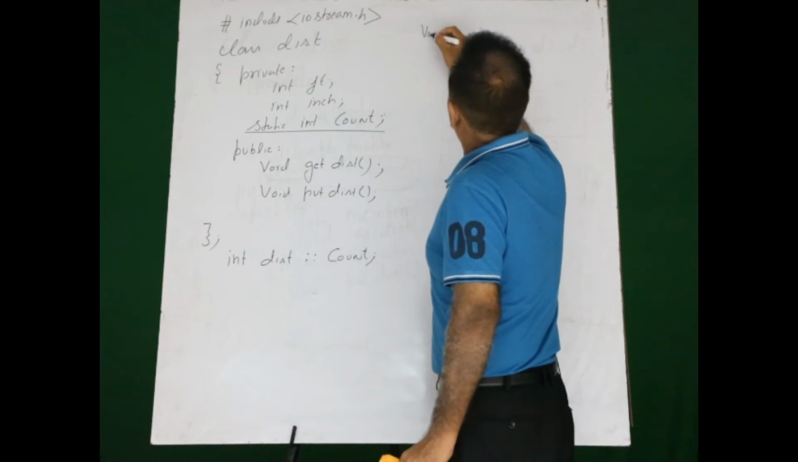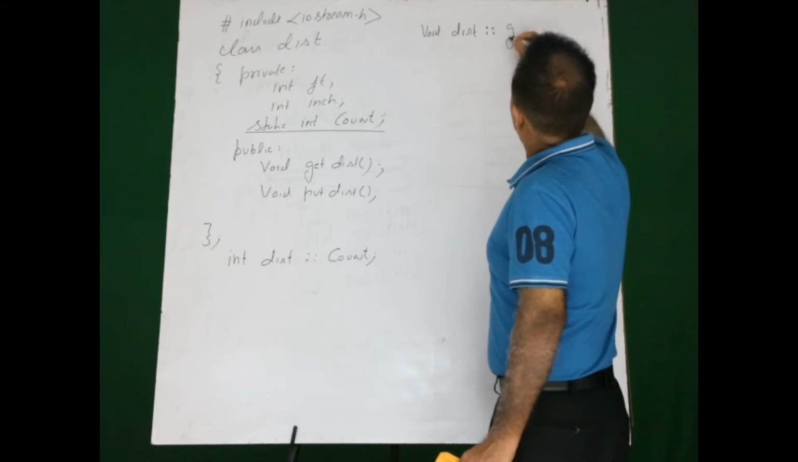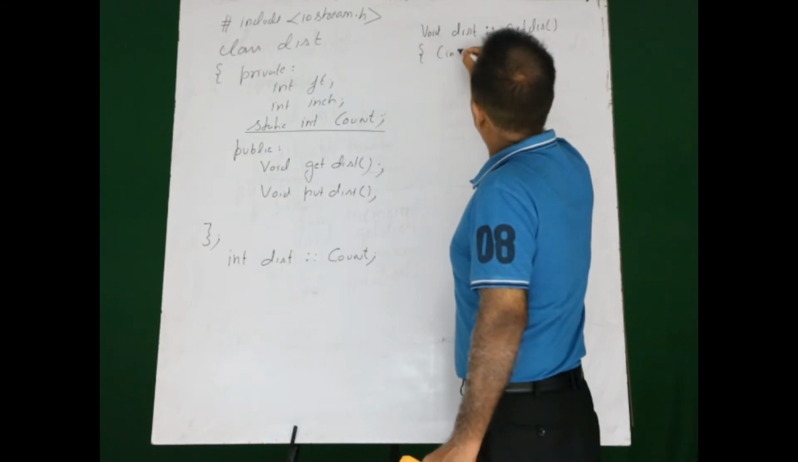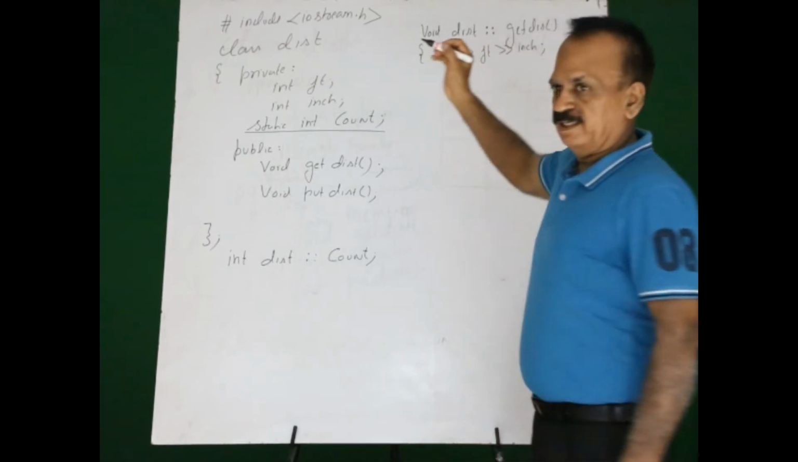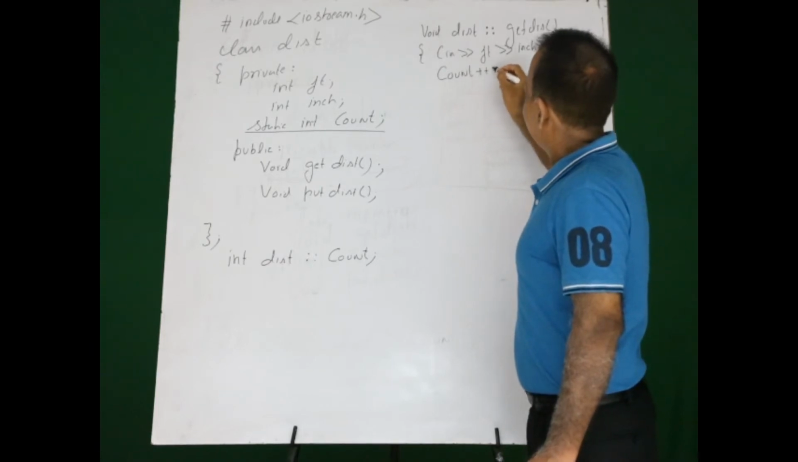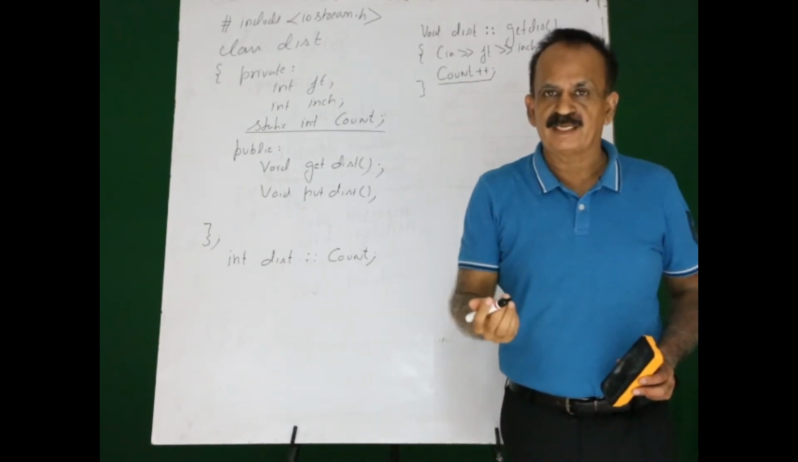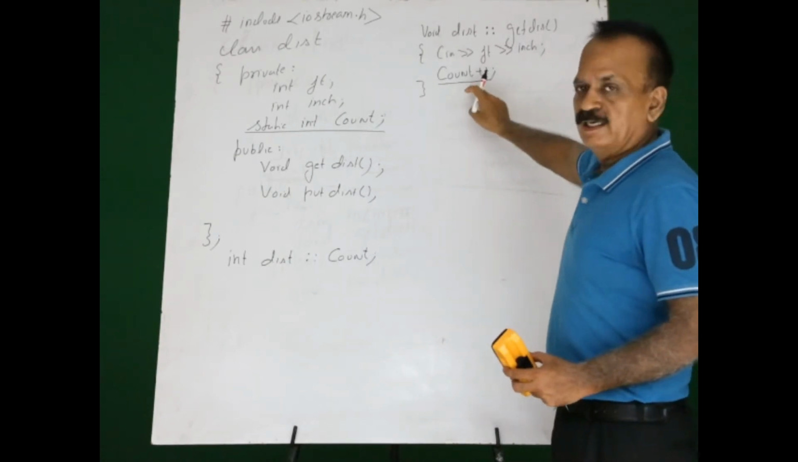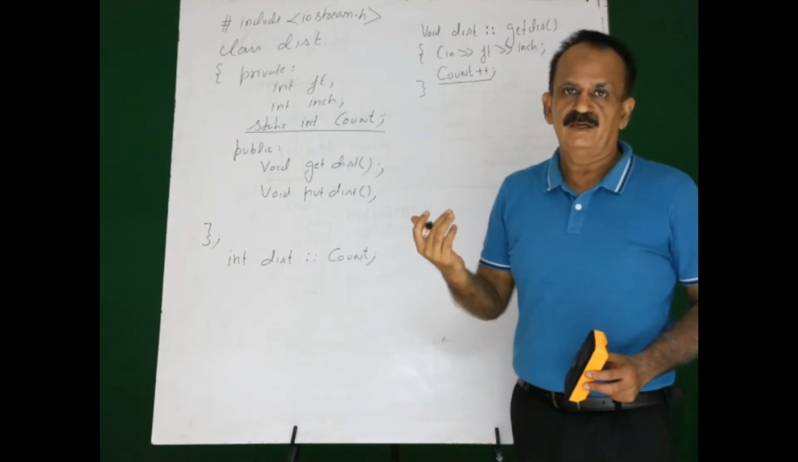Now the definition of these two. It is void, distance scope resolution, and the name of the function, get distance. This is cin, the value of feet, the value of inch. And the very important thing is, I will increment the value of count by 1. Now what will this statement be doing? Every time get distance is executed, every time the input process of the distance is performed, this variable will be incremented by 1. That means it will be counting how many times this get distance function is working.